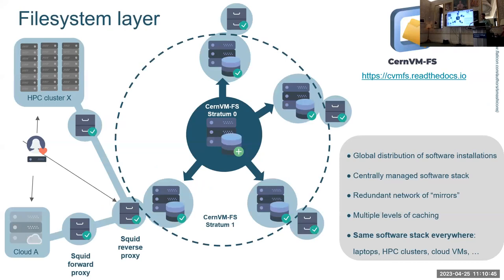A little bit of a graphic, what it looks like. The stratum zero contains the master copy, right? That is the determining factor of what is in the software stack. The stratum ones mirror that stratum zero, and they provide the redundancy and the load distribution. And then there can be several layers of caching. You can have a reverse proxy in between, you can have a local cache on the system itself, and that is displayed here. And then you can connect an HPC cluster to it, you can connect a laptop to it, it doesn't matter.